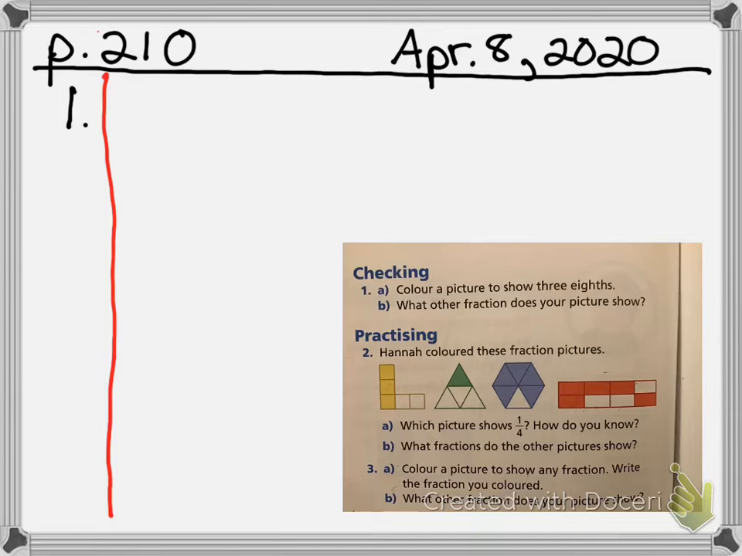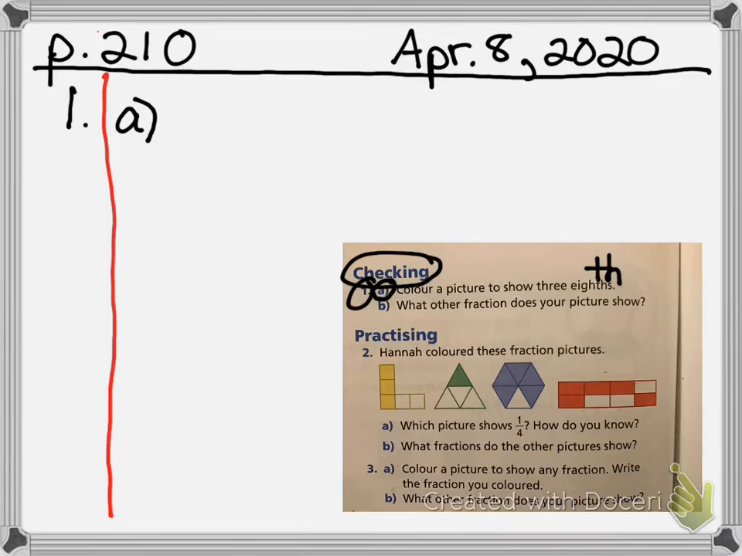This is actually our textbook from school, and we're going to look right here. It says number 1 right there, and then there is an A part. So we're going to put A with a bracket. And our instruction says, color a picture to show 3/8. And you see this little TH at the end of the word 8. So eighths means that something is divided into 8 parts.